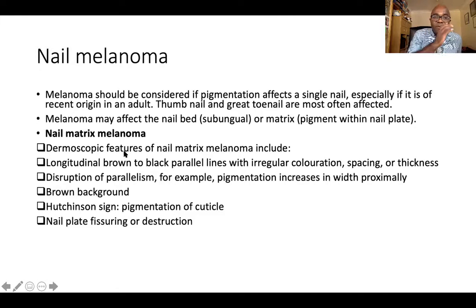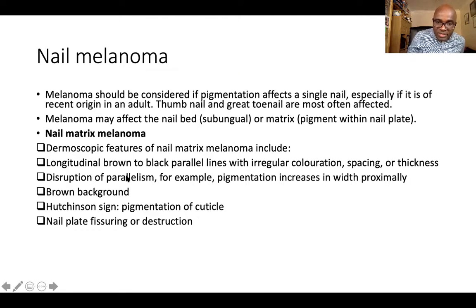Melanomas in the nail should be considered if the pigmentation affects a single nail, especially if it's of recent origin in adults, and the thumbnail and great toenails are most often affected. Melanoma may affect the nail bed, the subungual area or the matrix, and you can get pigment within the nail plate. In nail matrix melanoma, you see longitudinal brown lines with irregular coloration, spacing, or thickness.